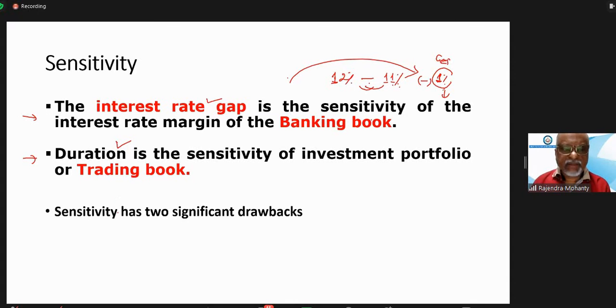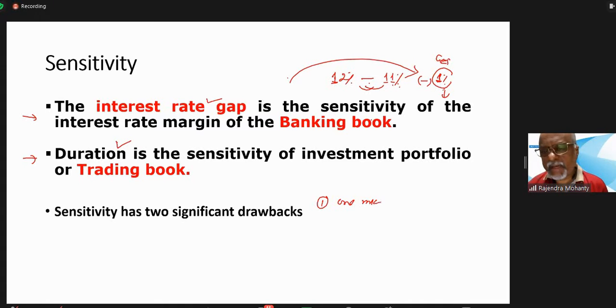And as I told you, the sensitivity method has drawbacks. One drawback is that only a single parameter can be measured through this sensitivity method. All the things together cannot be measured. It measures the change of one market parameter. It is based on one market parameter only. So when the impact of another market parameter is there simultaneously, it cannot be measured simultaneously. It has to be measured separately.